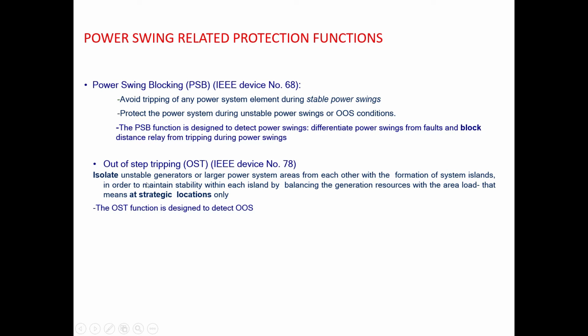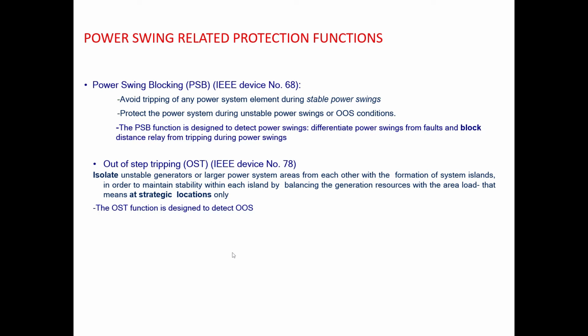In this case, the unstable generators or large power system areas are isolated from each other with the formation of system islands, in order to maintain stability within each island by balancing the generation resources with the area load. This I have already explained in the first slide itself, that the active power generated must be equal to the active power consumed. So in the islanded mode, the system is made stable by balancing the generation resource with the area load. That means at strategic locations only you have to trip the generators.